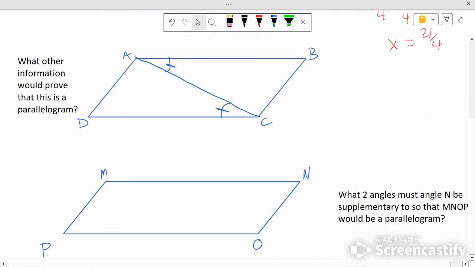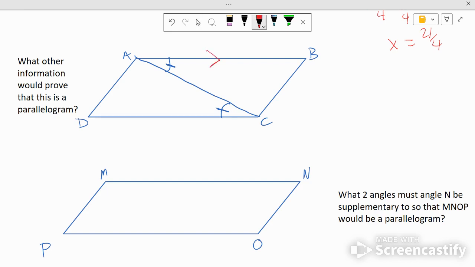All right. For the next one, it says, what other information would prove that this is a parallelogram? Those two angles that you know right there, what that does is it makes AB parallel to CD. Makes these two parallel to each other. Now, there's 6 properties of parallelograms. Okay? The first property of parallelograms is what?